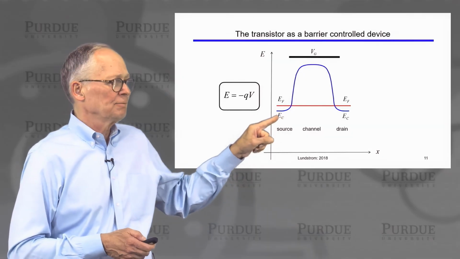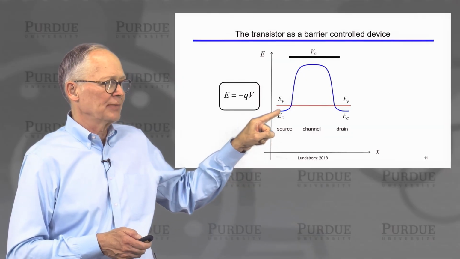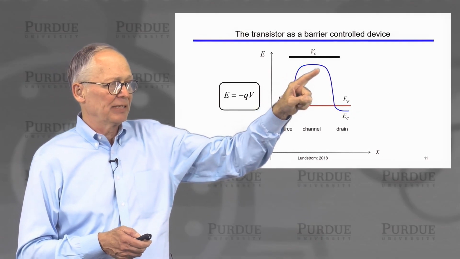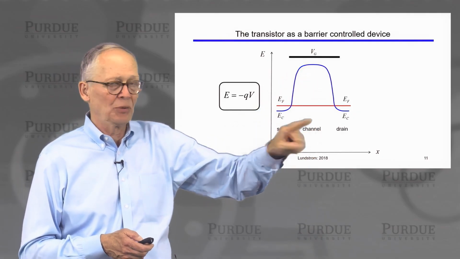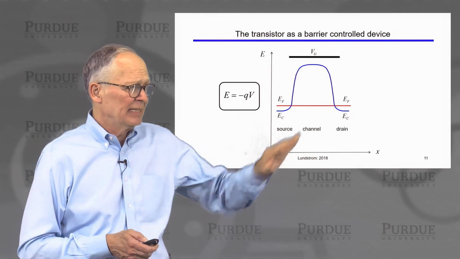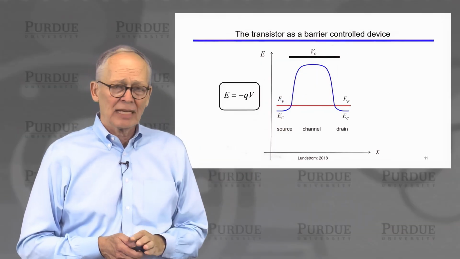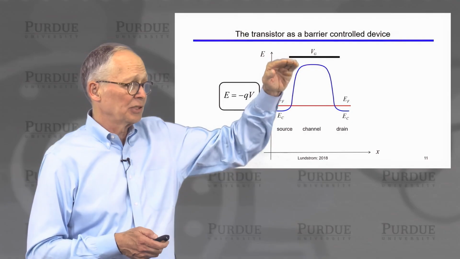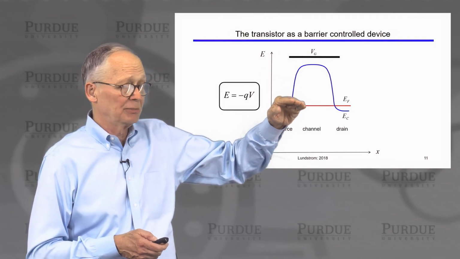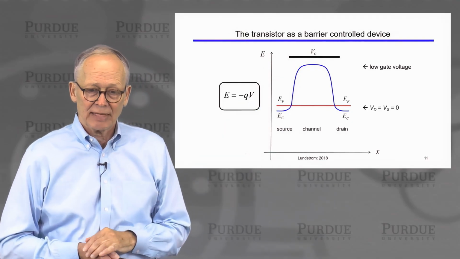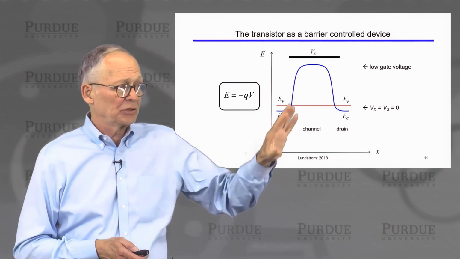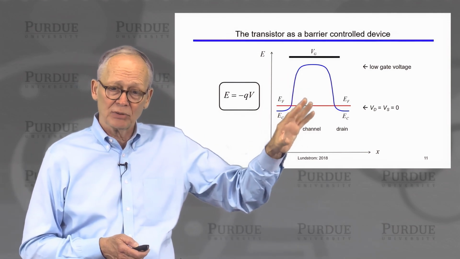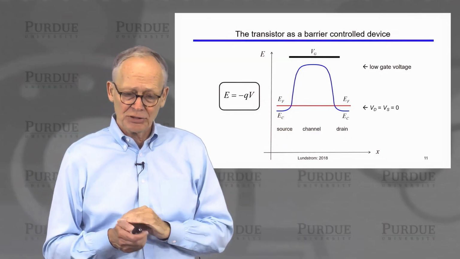So here we have the conduction band versus position. Here's the N-type source. It goes way up in the P-type channel, and it comes down in the N-type drain. And then I have a gate electrode here, and we're going to apply a positive voltage to the gate electrode. The positive voltage is going to lower the energy in the channel and bring it down. Okay, so this is what the situation looks like when we have no gate voltage or a low gate voltage, no drain or source voltage.